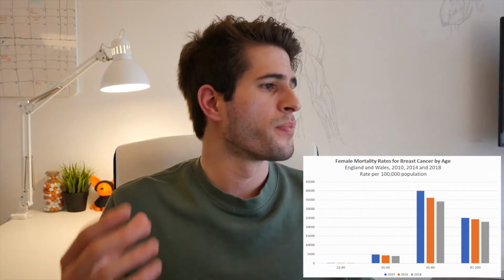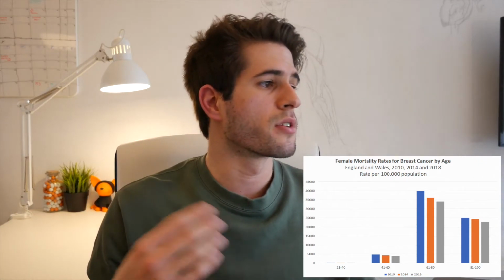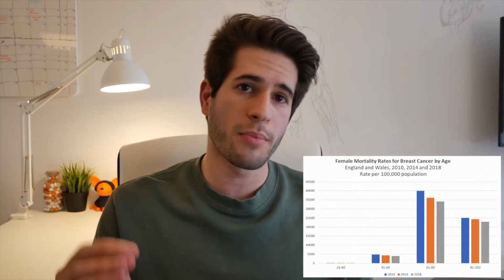Now I can say why I think that this is happening. So for example, mortality rates could have decreased due to earlier detection rates of breast cancer and or better care after detection. So as the years have passed on, technology has improved and we have better tests to detect breast cancer earlier, so we're likely to see less deaths from it.